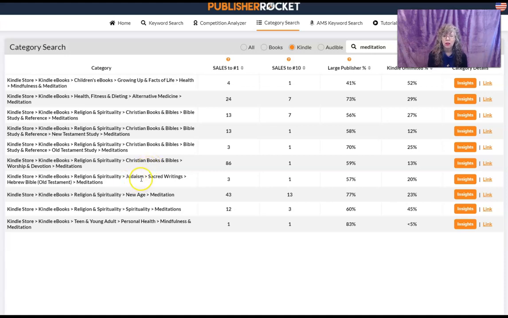This one is talking about Judaism. This is talking about New Age. This one is spirituality. And this one is personal health mindfulness. But again, it's teen and young adult. I probably wouldn't do that. I would have to think about what's in there, because I tell a lot of personal stories, and I'd have to think about, is there anything inappropriate for a teen or young adult? The answer for mine is probably no, but it's still not really where the book is geared. So I probably would not choose that one. But look at this one: Kindle ebooks, religion and spirituality, spirituality meditations.